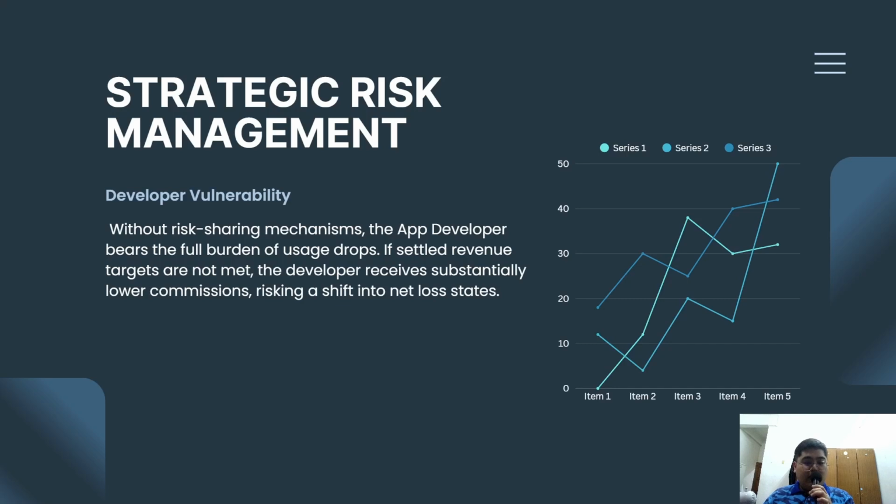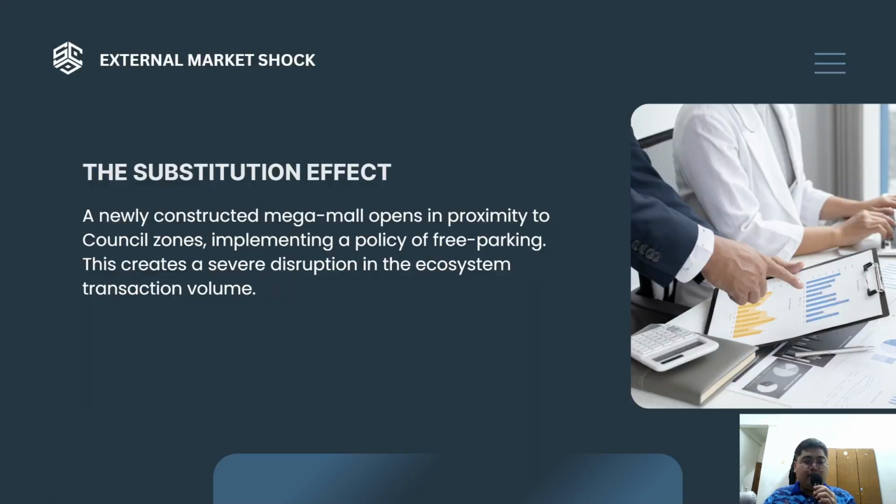For the question asked in the project, this is the strategic risk management. Regarding developer vulnerability, without a risk sharing mechanism, the app developer bears the full burden of usage drops. If settled revenue targets are not met, the developer receives substantially lower commissions, risking a shift into net loss states. Scenario 2 is an external market shock.